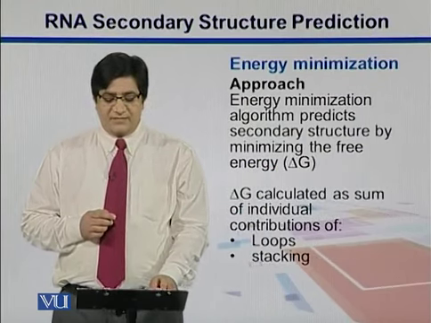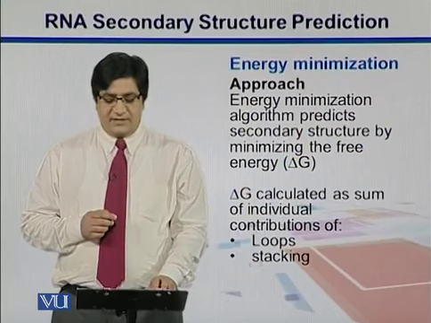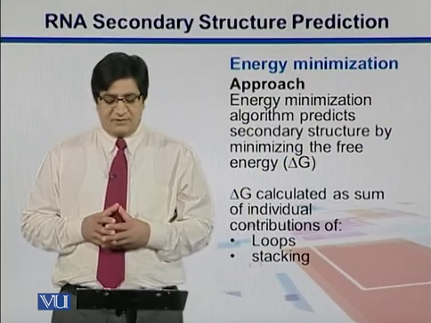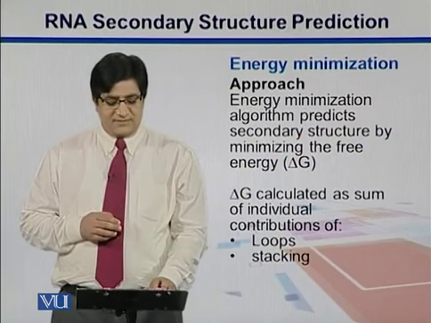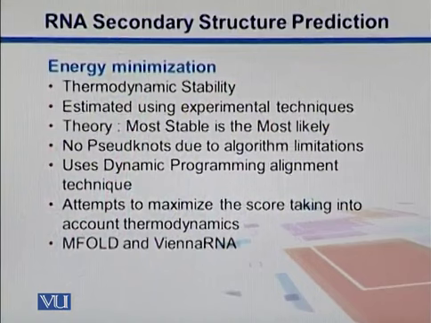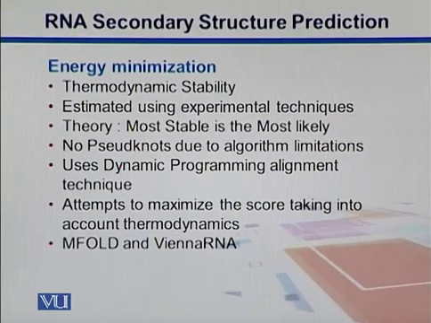It predicts secondary structures by minimizing the free energy. We can calculate this delta G as the sum of individual contributions of loops as well as stacks. Overall, this algorithm looks for thermodynamic stability. It estimates energy using experimental techniques, and it uses that information to come up with a thermodynamically stable structure. The theory is that most stable is most likely, so the structure that is more stable is more likely.